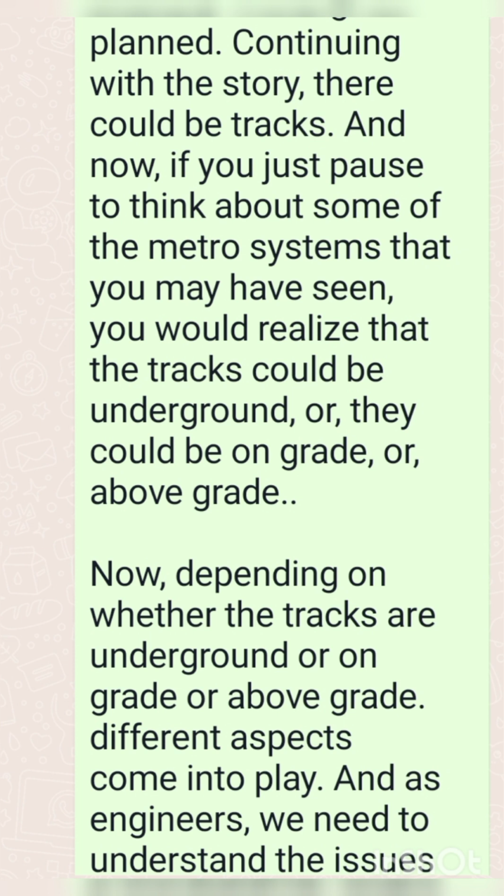And now, if you just pause to think about some of the metro systems that you may have seen, you would realize that the tracks could be underground or they could be on grade or above grade. Now, depending on whether the tracks are underground or on grade or above grade, different aspects come into play. And as engineers, we need to understand the issues.